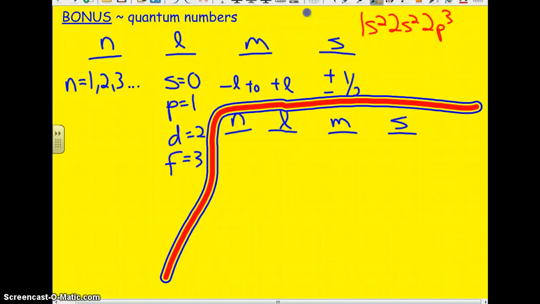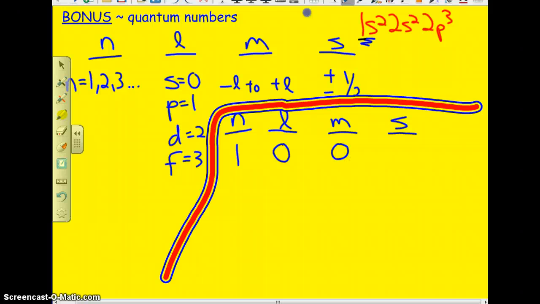Okay, so first off, I would do those electrons. So for n, it's going to be 1, because the energy level right here is a 1. For L, it's going to be a 0, because the S is 0. Negative 0 to positive 0 would just be 0. And then the first electron would be plus a half. So that would be one of those two electrons there.